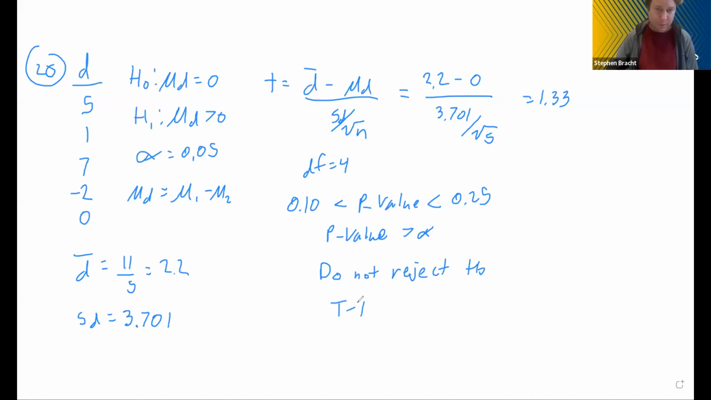For the calculator, you would want to use t-test again. You'd use t-test, but you would just type these d values into your list editor. And then you would choose data as the input option and run that command. Okay, any questions?